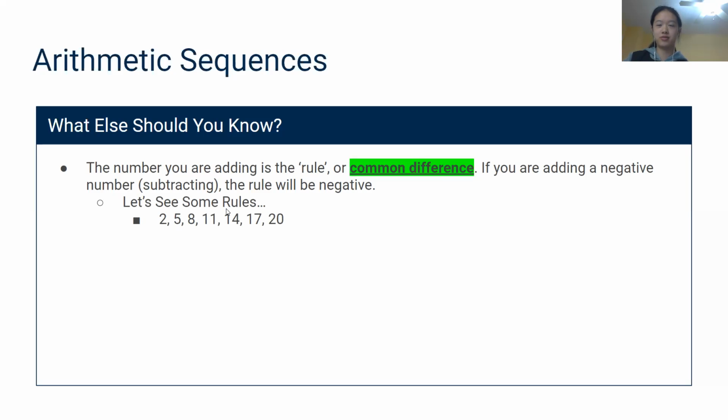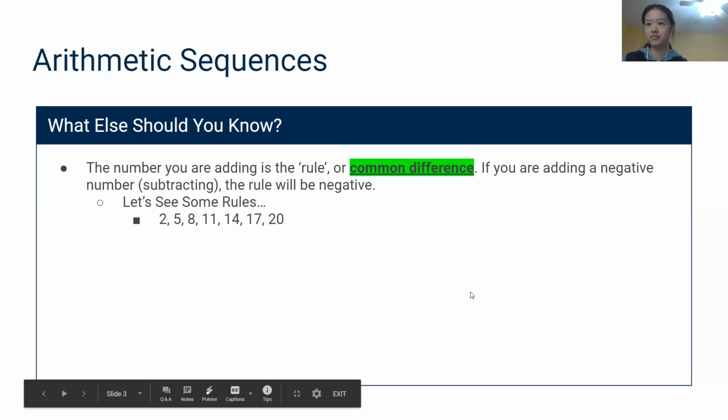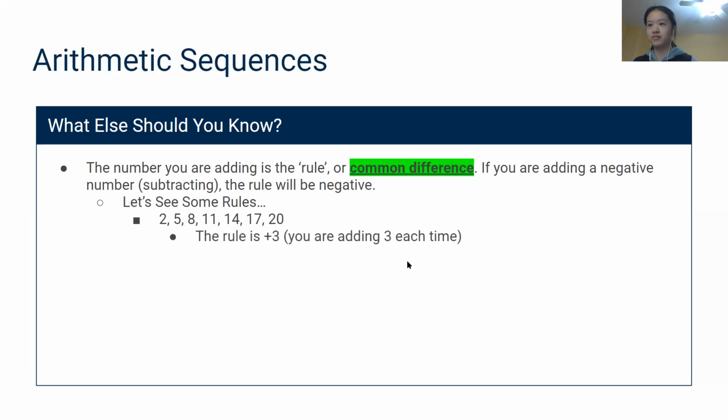For example, in here, what is the common difference for this sequence? You can just put it in chat. 3. 3 is right. So the common difference is 3 because 2 plus 3 is 5, 5 plus 3 is 8, 8 plus 3 is 11, and so on.